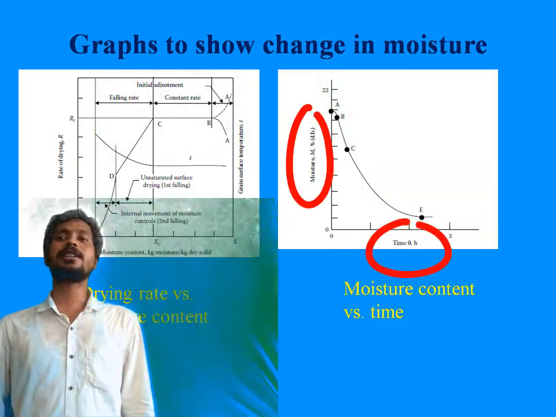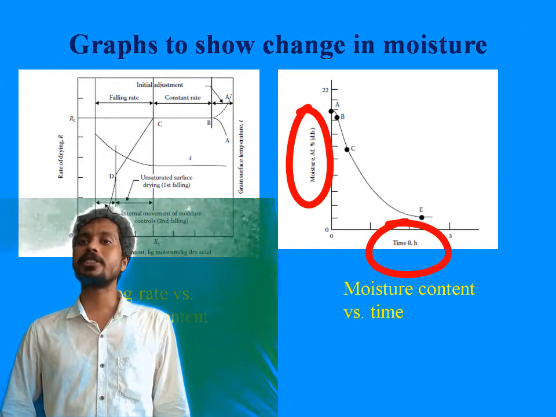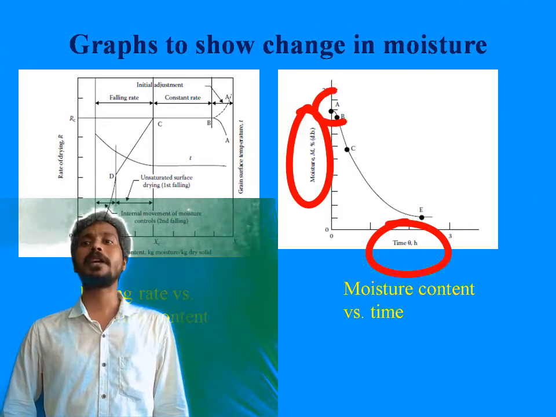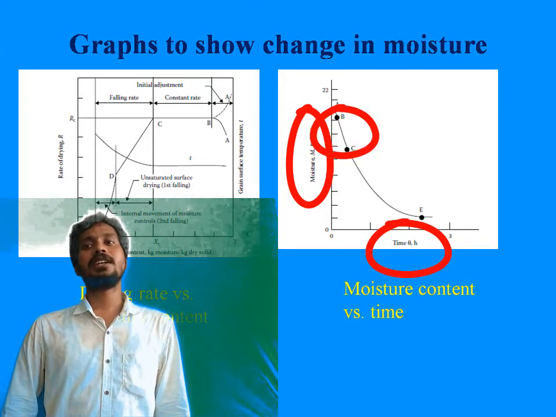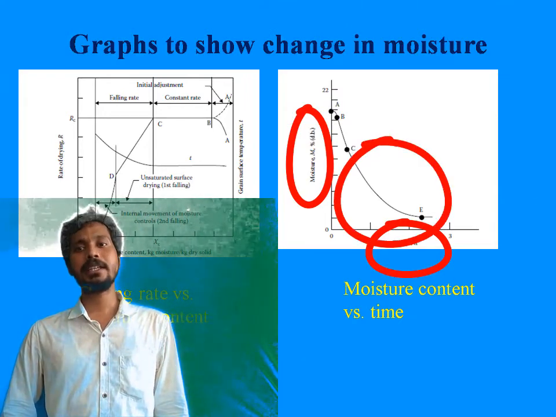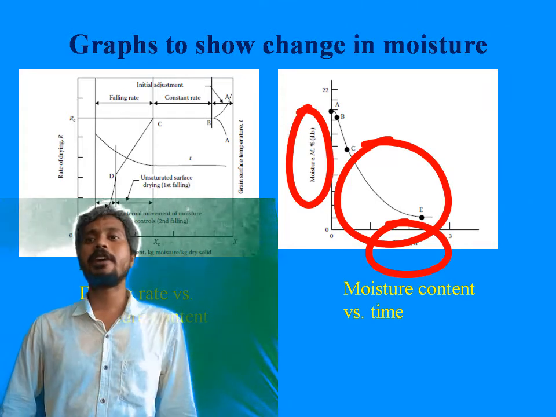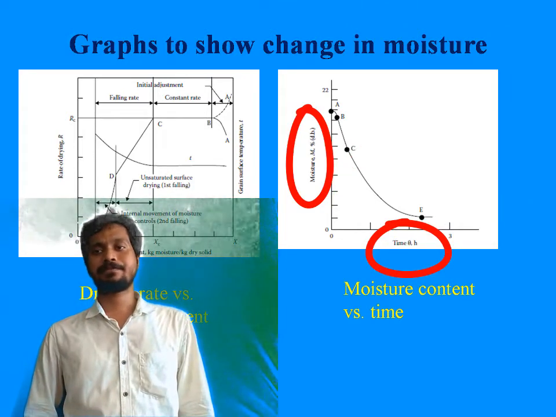In the same way I can express the graph as moisture content versus time. So here also, from A to B adjustment, from B to C constant drying rate, linear, and then from C to E, it can be divided into two: first falling rate and second falling rate.